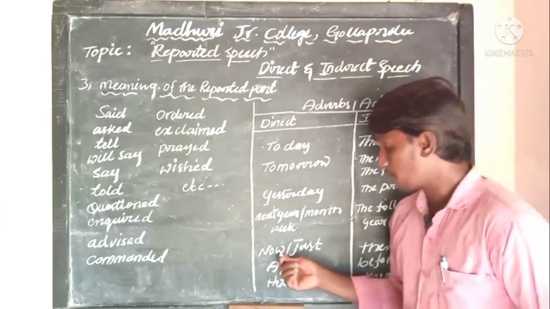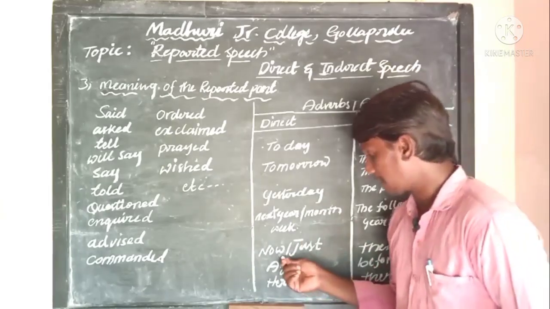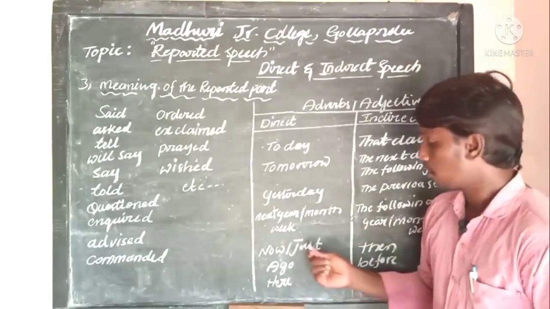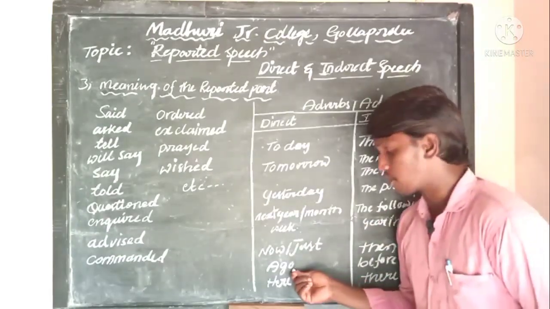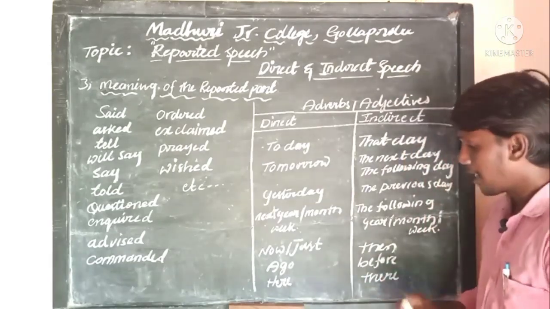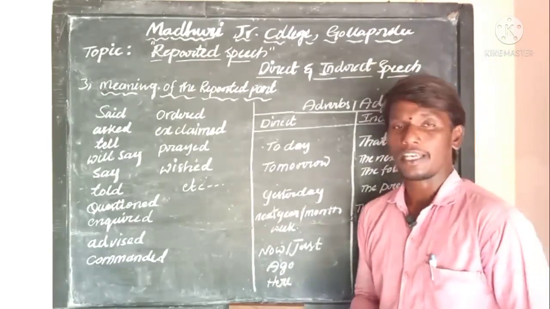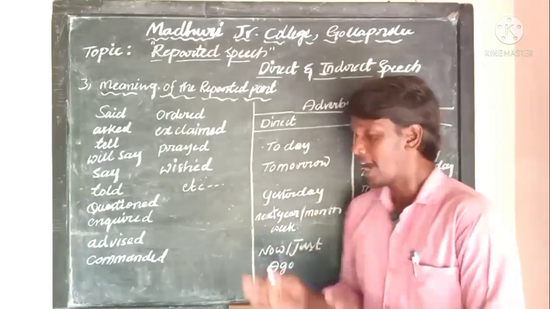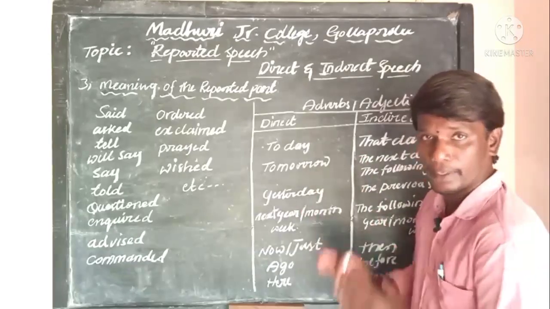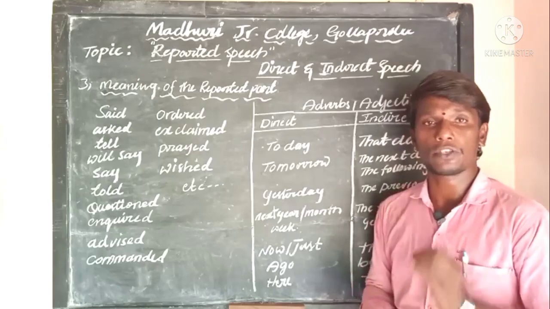Okay. Now when you find some adverbs like now, just, they can be changed into then. Now becomes then, or just becomes then. Another adverb is ago. Ago changes into before. And finally, here changes into there. And this can also be written as that. This becomes that. And these are the adverbs and how they change from direct speech into indirect speech. These are very important points we should keep in our mind.